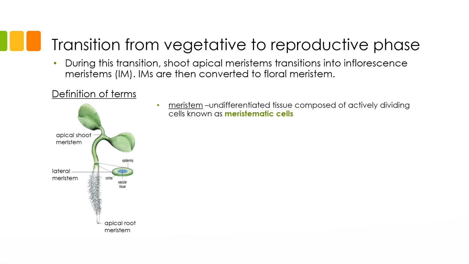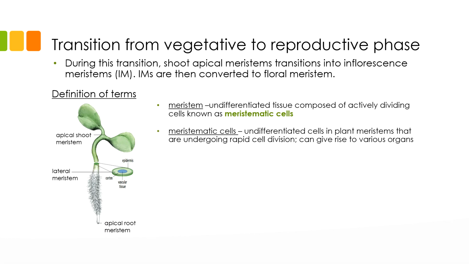The transition from the adult vegetative to reproductive stage is accompanied by a change in the shoot apical meristem into inflorescence meristems, which are then converted to floral meristem. To better understand these changes, let's define a few important terms. From your basic biology, recall that the meristems are undifferentiated tissue that are composed of actively dividing cells known as the meristematic cells. The meristematic cells are undifferentiated cells in plant meristems that are undergoing rapid division.